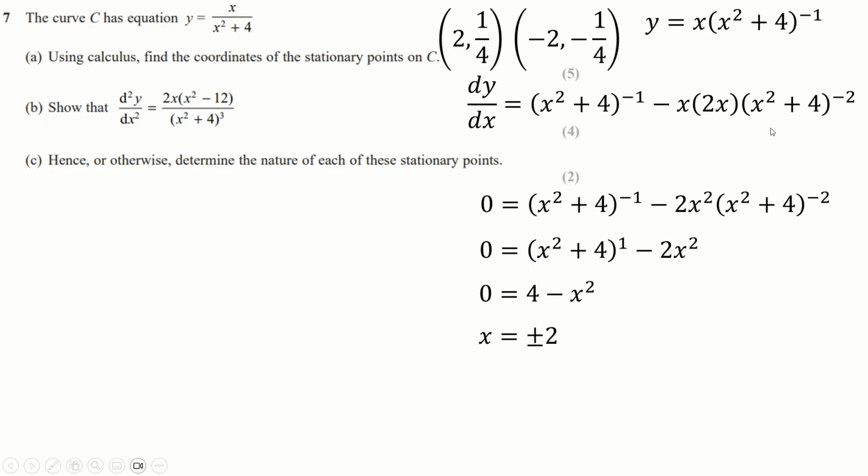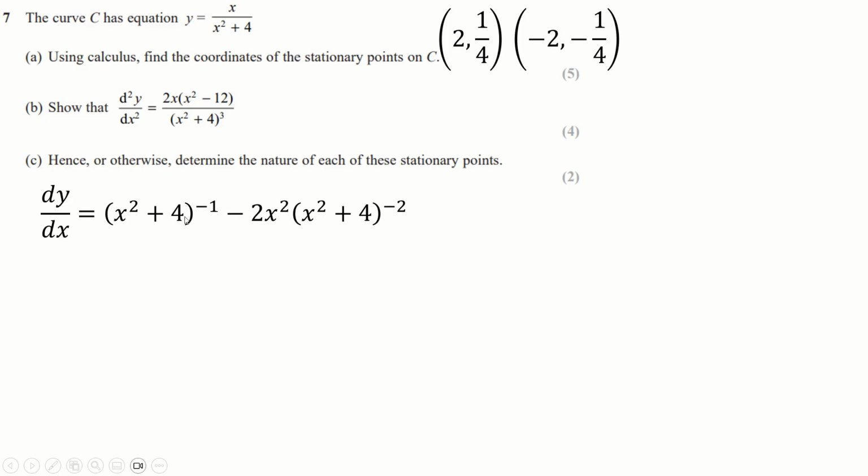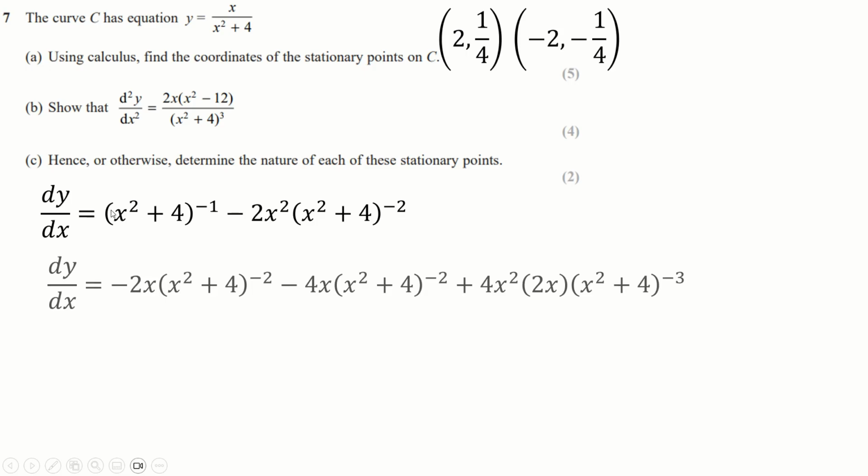So let's write this out again. Here it is. And let's differentiate again. So this is just chain rule here. Minus 1 comes down to the front. The derivative of that is 2x, and then you just lower the power down to a minus 2. Product rule here, so differentiate this one for 4x, leave this one alone, and then leave this one alone, and differentiate this one. The minus 2 comes down to make this a plus 4. The derivative of that is 2x again, and then you lower that down to minus 3.